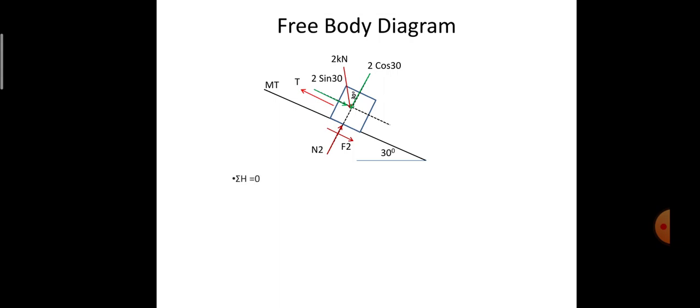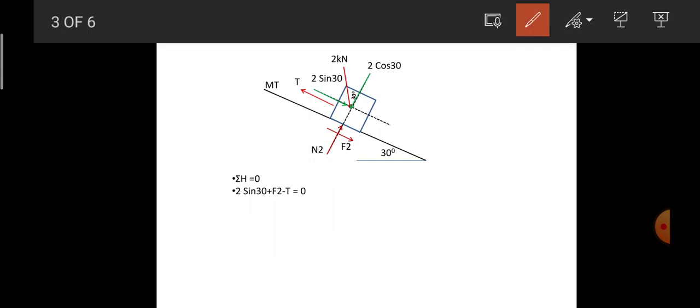Next, I need to resolve these forces for determination of the unknowns. First and foremost is sigma H, that is, the summation of all the horizontal forces is equal to 0. That is the first equilibrium condition. If I want to consider sigma H, then I only need to concentrate on the horizontal forces. So I have 2 sin 30, T, and then one more, F2. All these are the horizontal forces.